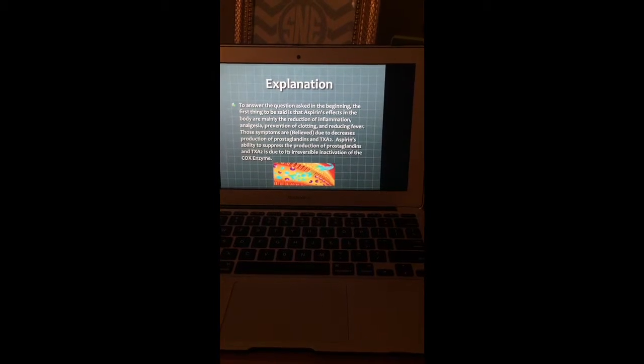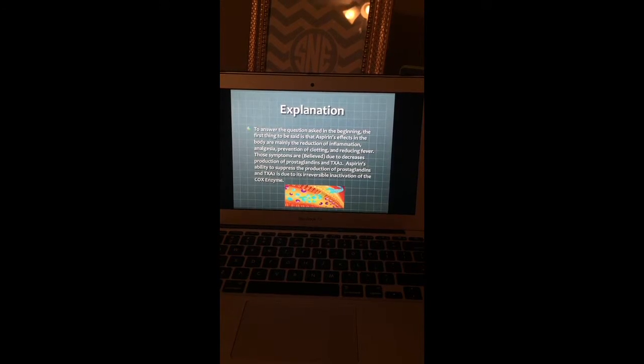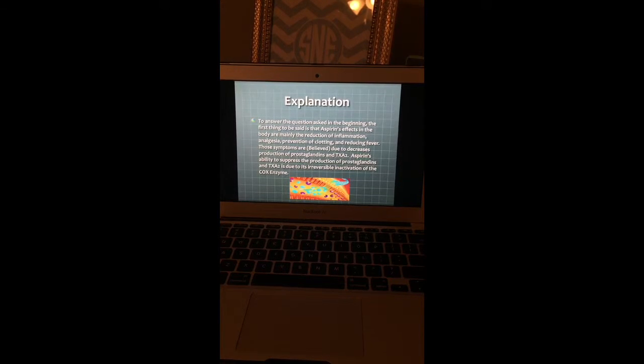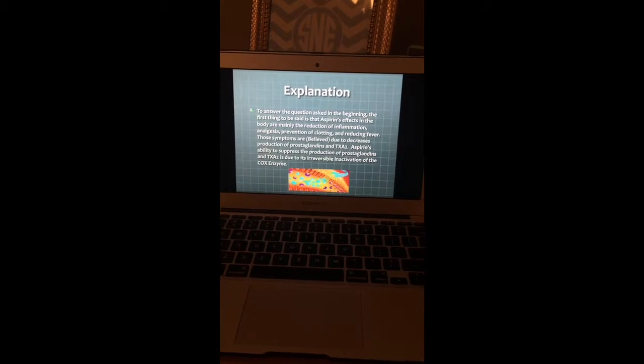Explanation. To answer the question asked in the beginning, the first thing to be said is that aspirin's effects on the body are mainly the reduction of inflammation, prevention of clotting, and reducing fever. Those symptoms are believed to be due to decreased production of prostaglandins and TXA2. Aspirin's ability to suppress the production of prostaglandins and TXA2 is due to its irreversible inactivation of the COX enzyme.